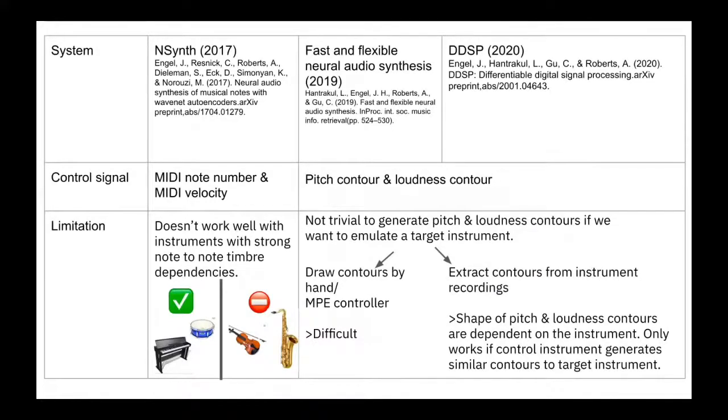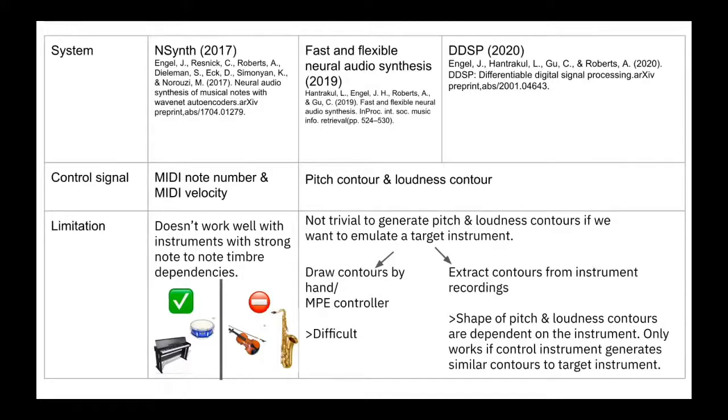Similarly to many sample-based instruments, it doesn't work well with instruments with strong note-to-note timbre dependencies, like the violin, for example. More recently, fast and flexible neural audio synthesis and differentiable digital signal processing used continuous pitch and loudness contours to condition their synthesis models. This continuous control means that we can now expressively emulate instruments, even if they have strong note-to-note timbre dependencies. We can generate these pitch and loudness contours either by drawing them in by hand or by using an MPE controller. But we can also extract these contours from instrument recordings.